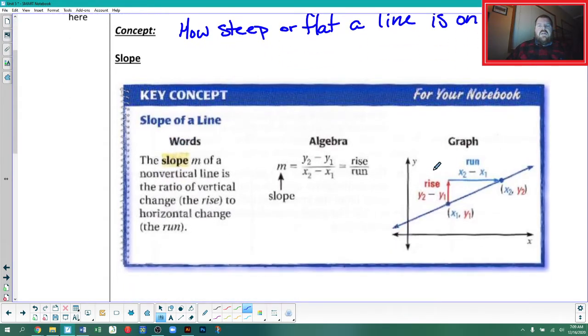And so I stole this from a textbook. It's a pretty good visual for the idea of slope. It doesn't take care of everything, but it's a pretty good idea. So it says in words that the slope m of a non-vertical line is the ratio of its vertical change, the rise, to the horizontal change, or the run.